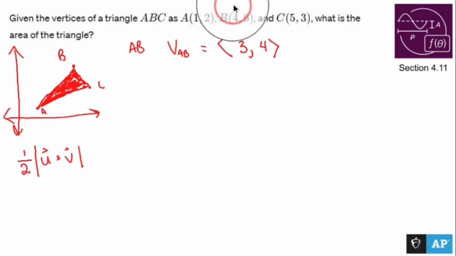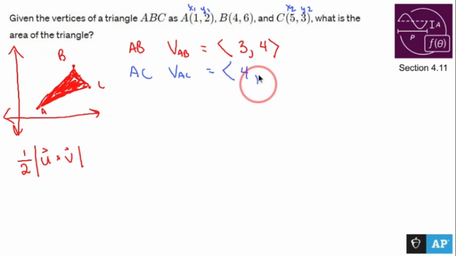Now let me erase this because I'm probably going to need to rewrite things, and let me choose a different color. Let's choose side AC because why not? I'll call you vector AC, and it's basically going to be the same thing. I'll pick A, call you x sub 1, y sub 1. I'll pick C and call you x sub 2, y sub 2. So the x part of the vector AC is going to be x sub 2 minus x sub 1, which is 4. Y sub 2 minus y sub 1, which is 1. So now I have my two vectors.